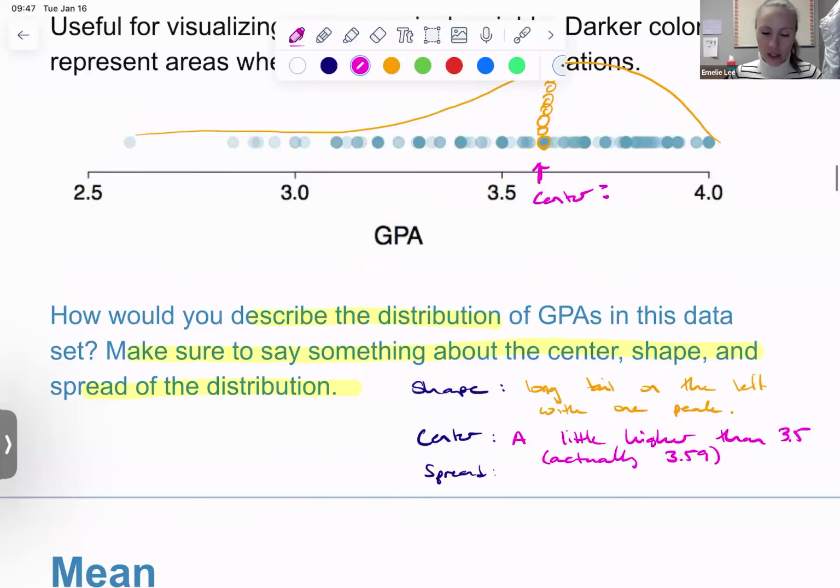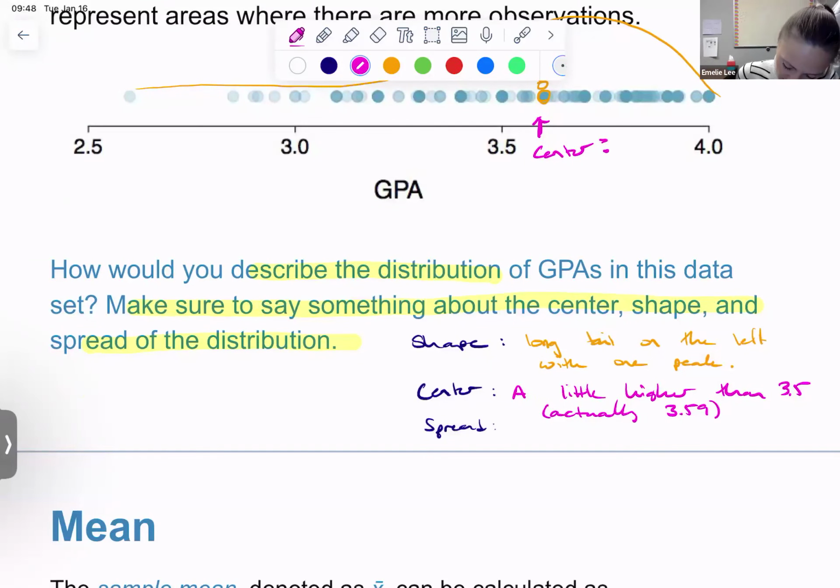That's okay. Now, in terms of the spread, when we talk about the spread, we're really just interested in kind of minimum to maximum. So roughly between 2.5 and 4. Now we know that GPAs only go to 4, so of course that's our maximum, right? But it is interesting that there are no GPAs less than 2.5. It is possible, right? But in this case we don't have any.